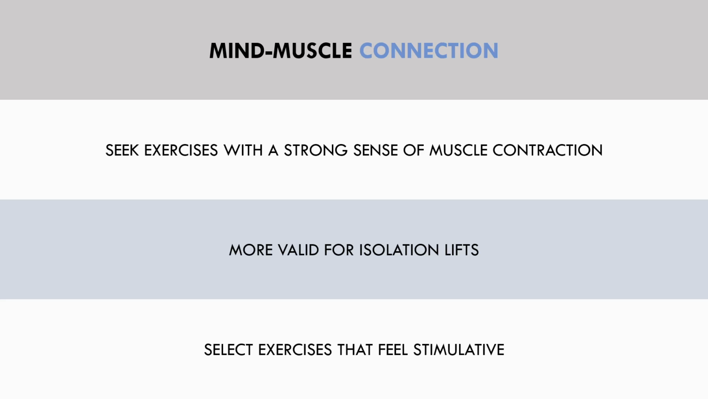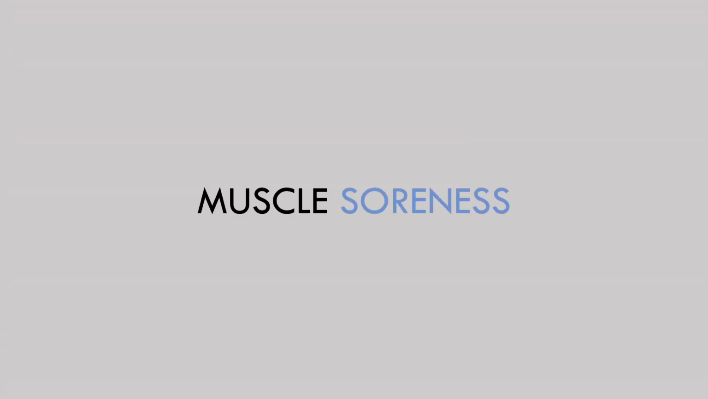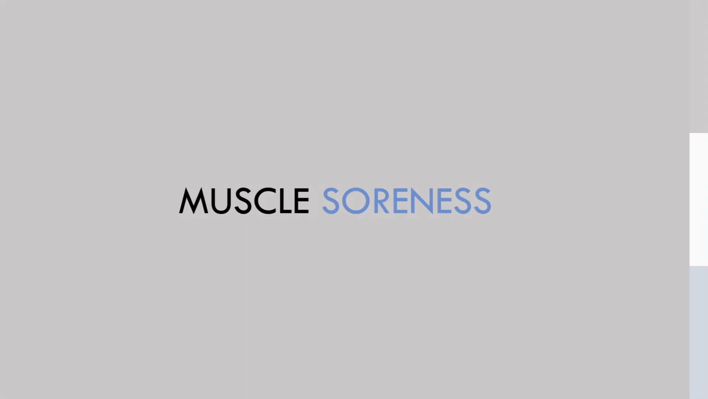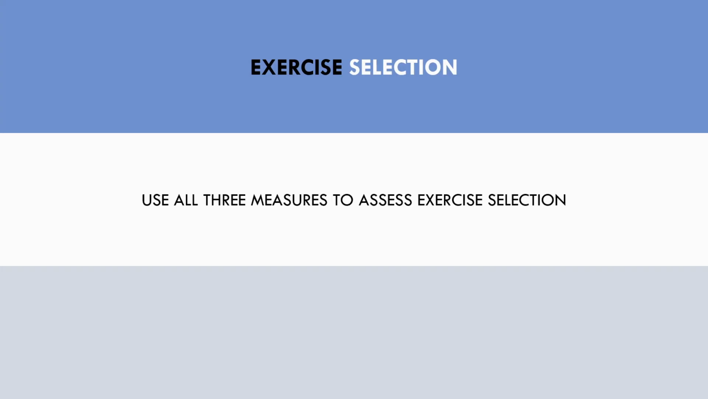stimulus for the chest. And the last indicator of an effective exercise is muscle soreness. If the trainee feels soreness in the muscle they trained a day or 2 earlier, then the exercise was probably effective at stimulating that particular muscle group. While soreness is not a direct measure of muscle growth, it can be a good general indicator of stimulative training. It is best to assess an effective exercise using all 3 of these indicators, rather than just a single one.